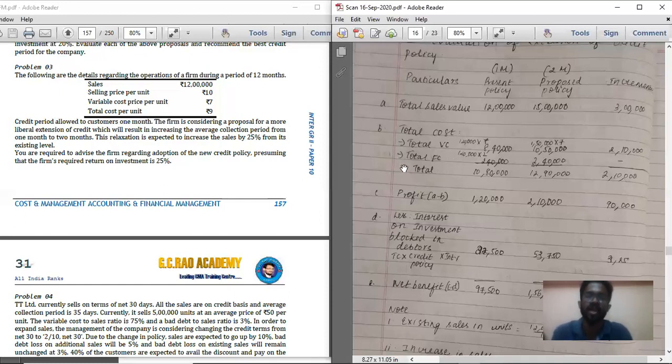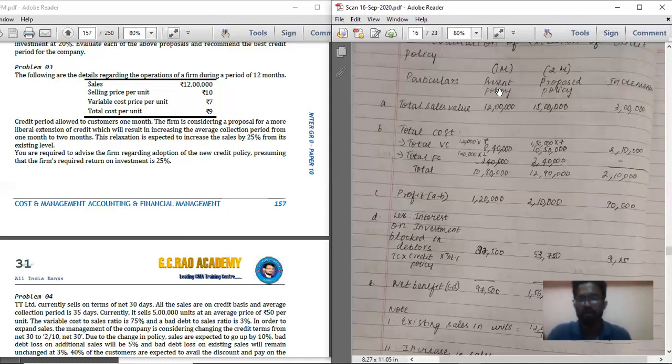So 1,20,000 into 9 minus 7. What is 9 minus 7? 2 into 1,20,000. You will get 2,40,000. So in respect of present policy, 2,40,000. Total fixed cost will not change even if the quantity changes, whereas fixed cost per unit fluctuates even if there is a change in total number of units. You would have studied this in marginal costing. Fixed cost remains the same even if the quantity changes.